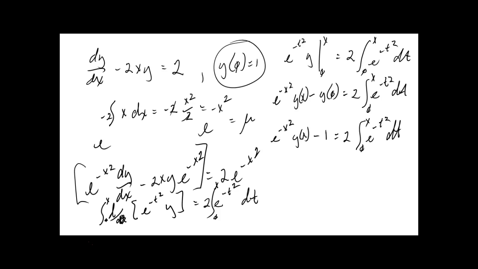Now what they do is multiply both sides of the equation by e to the x squared. So that will wipe this out. So you have y of x minus e to the x squared is equal to 2e to the x squared times this integral from 0 to x of e to the minus t squared dt. Okay, this just gets really a little bit on the awkward side, but it's okay.